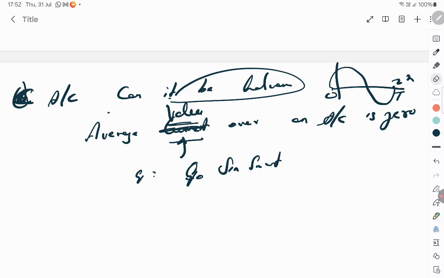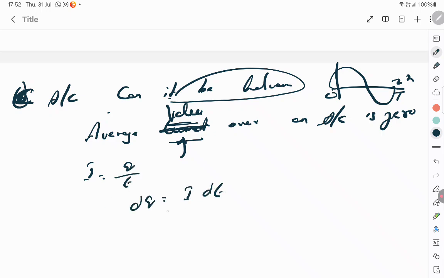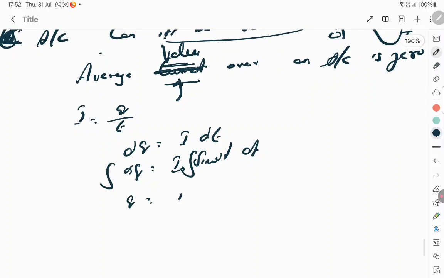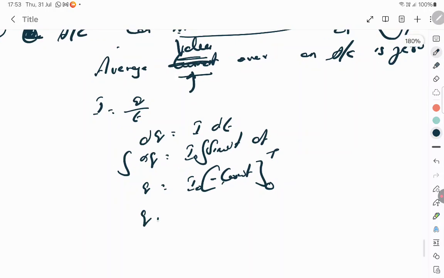You should take I is equal to dQ by dt. So dQ is equal to I into dt. Instead of I, you write I naught sin omega t into dt. And now you can integrate both sides. You get Q is equal to I naught cos omega t with a negative sign, integrated from 0 to the entire cycle, capital T. You can take the negative sign out.